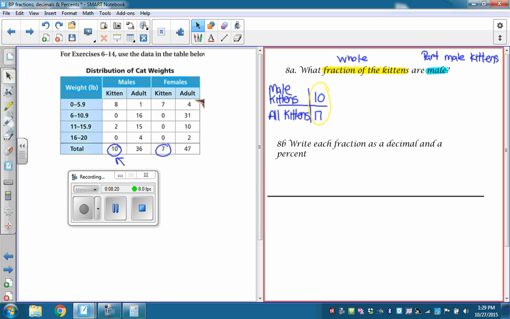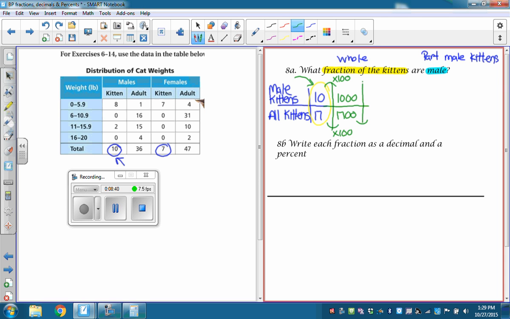So I'm going to use that same ratio table and build it up to be a percent problem. So for 8A, the answer is 10/17. But now I'm going to multiply by 100 using that same strategy we've been practicing, and then divide by 17 to get to 100. So up here I have to divide by 17. And remember, sometimes you have to do long division.